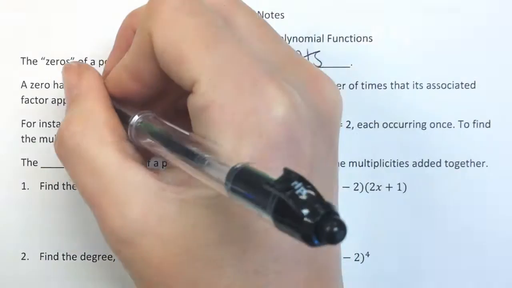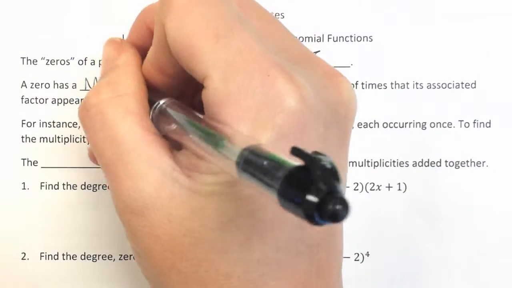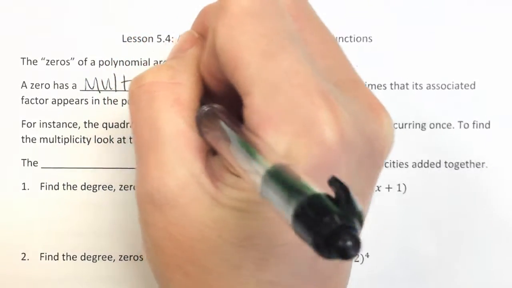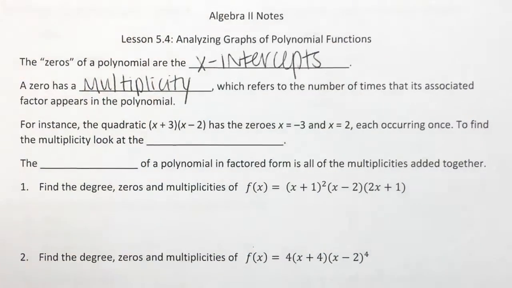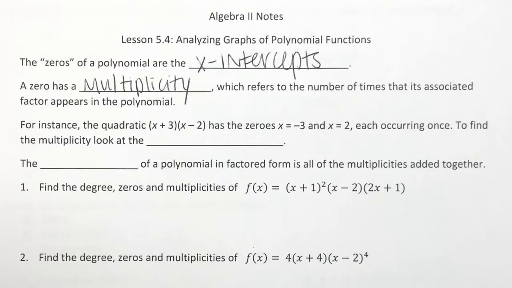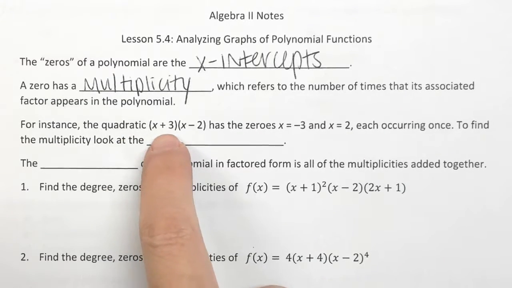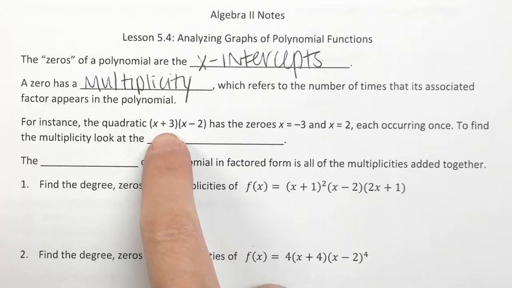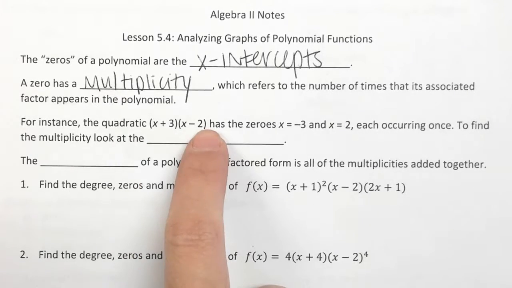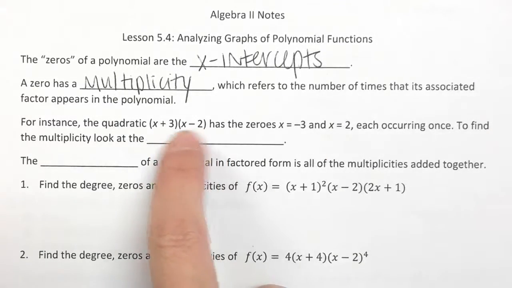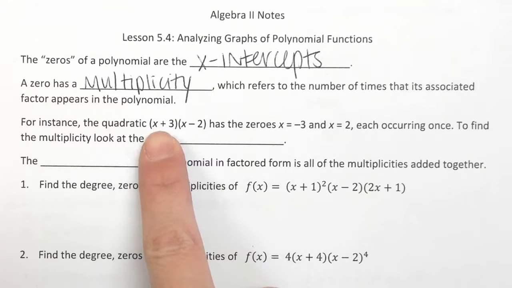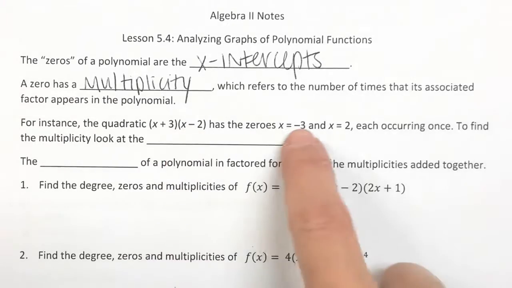So each zero or each x-intercept has a multiplicity. And it refers to the number of times that its associated factor appears in the polynomial. So, for example, if you had this quadratic and it's in factored form, kind of like the one we did with the bell ringer, we've already factored it. It's x plus 3 and x minus 2. Your zeros or your solutions would be at where? Negative 3 and 2, right?